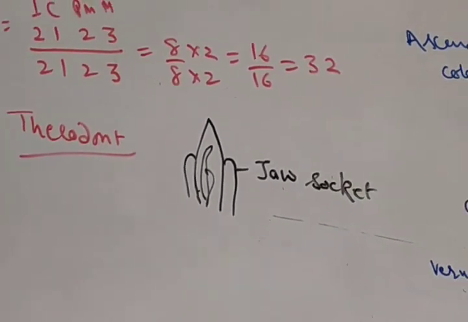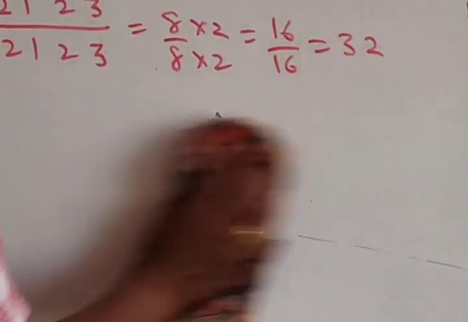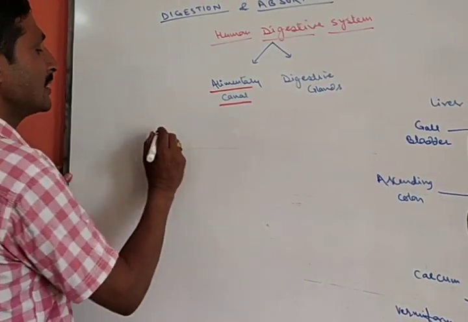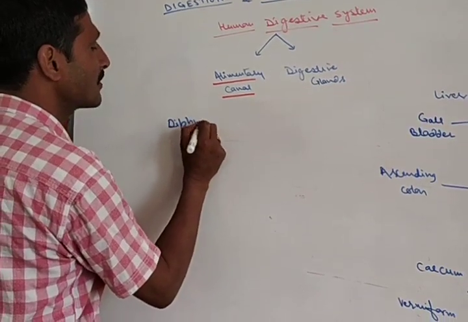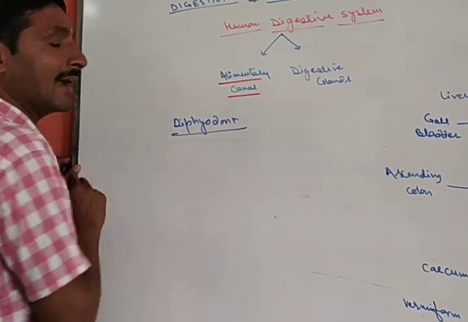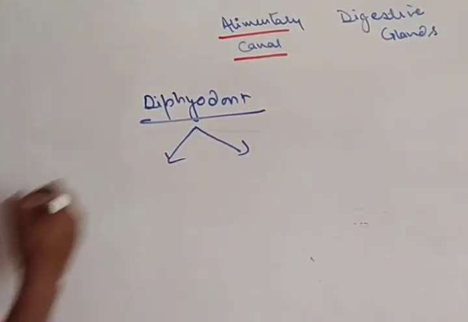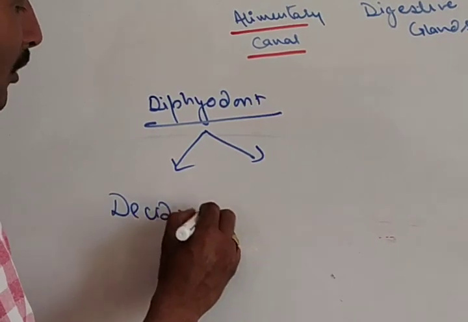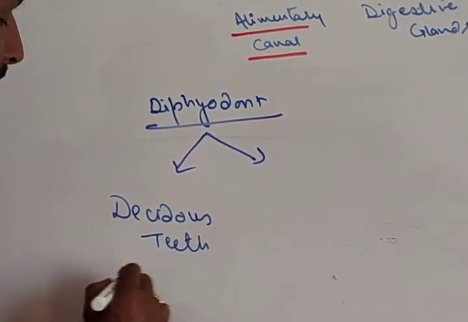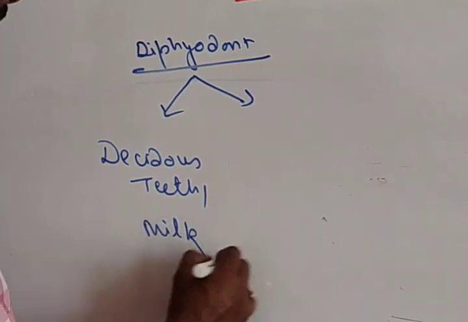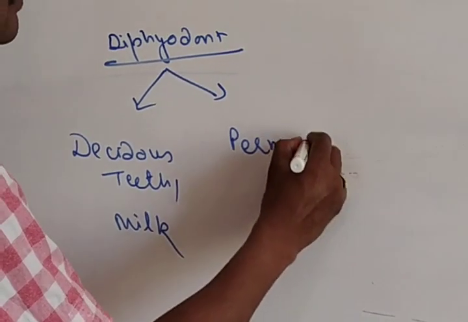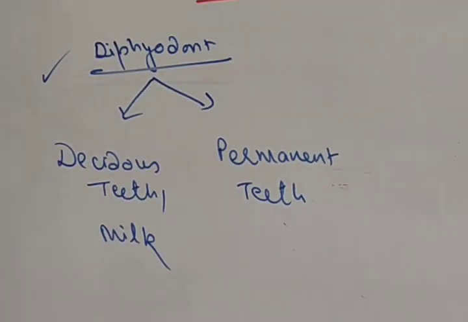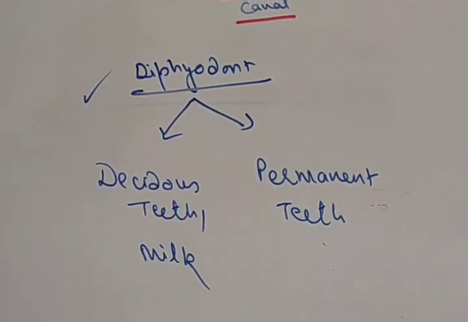The third term related to human teeth is diphyodont. That means in the life of a human being, teeth arise twice and hence are called diphyodont. Two types of teeth are in human beings. One of them is called deciduous teeth, also called milk teeth. Another is called permanent teeth. So since teeth arise in human beings twice and in two sets, they are called diphyodont.